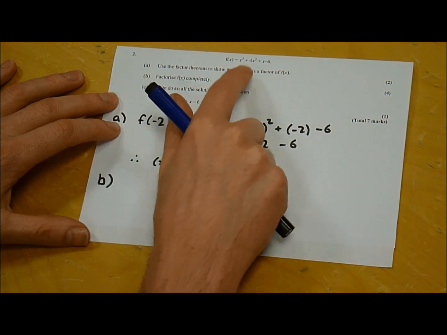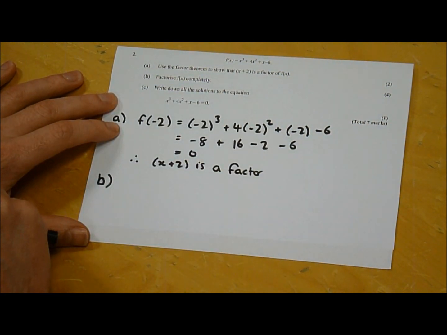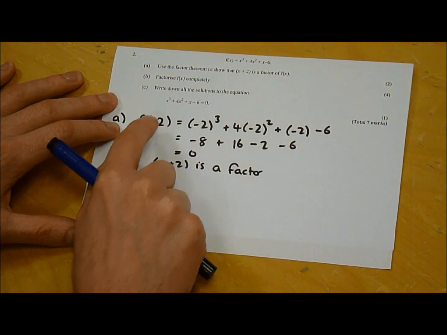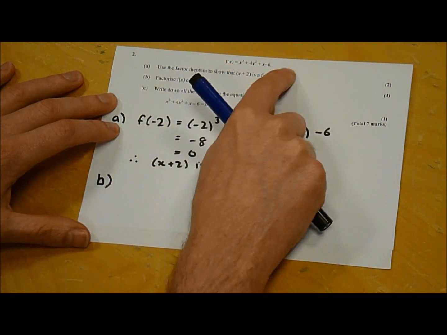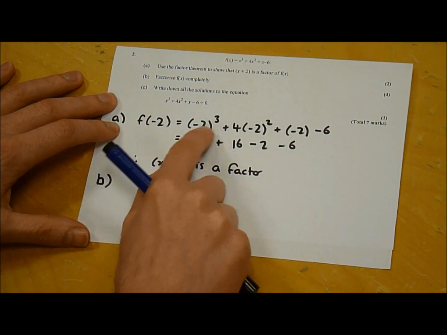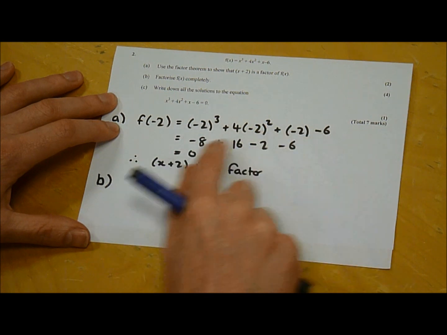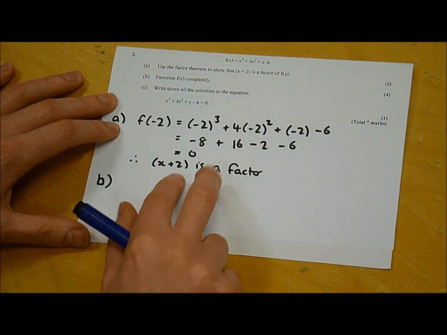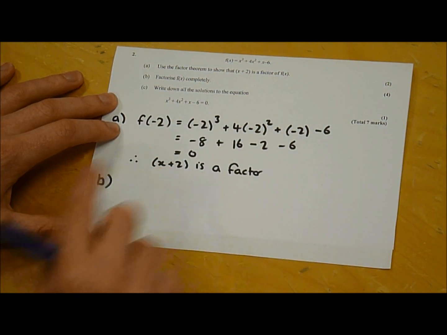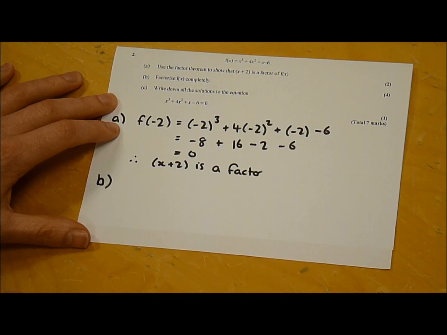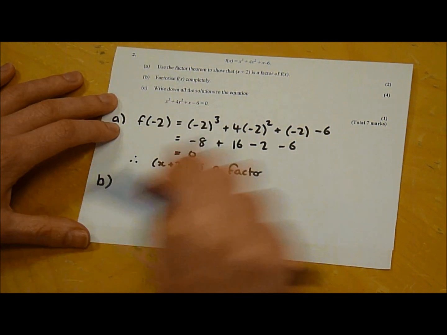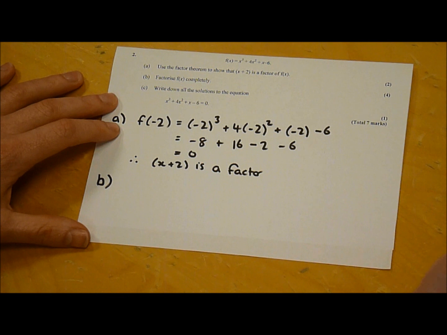So what we actually need to do is, if we want to show x plus 2 is a factor, we want to show that if we sub minus 2 into this, then we get 0. And if you do that, you can see I've put minus 2 in and it does indeed come out as 0. And so that shows that x plus 2 is a factor. Okay? So now it asks us to factorise f of x completely. So there are a few methods for this.